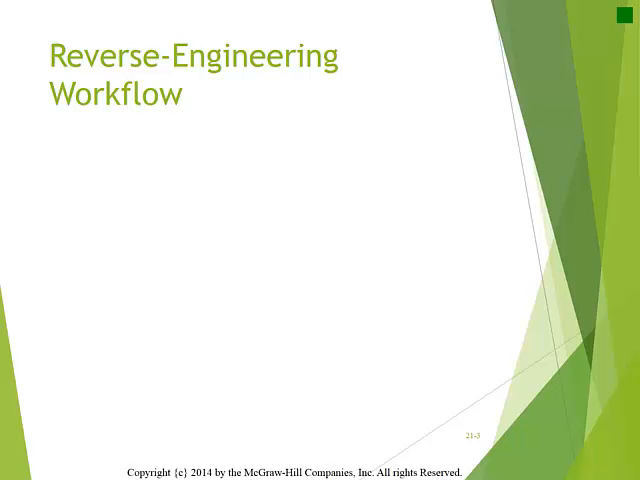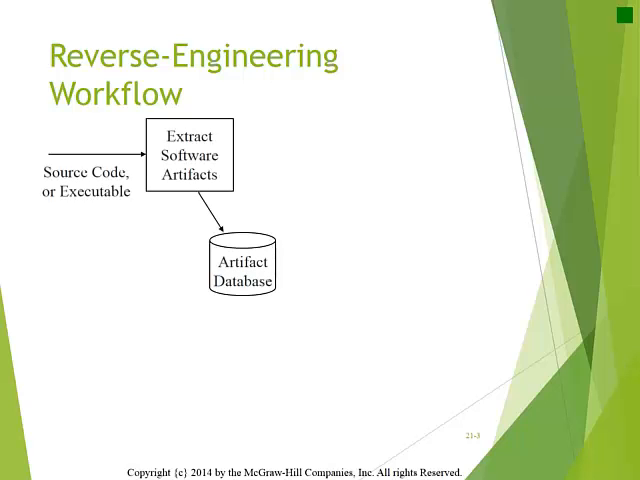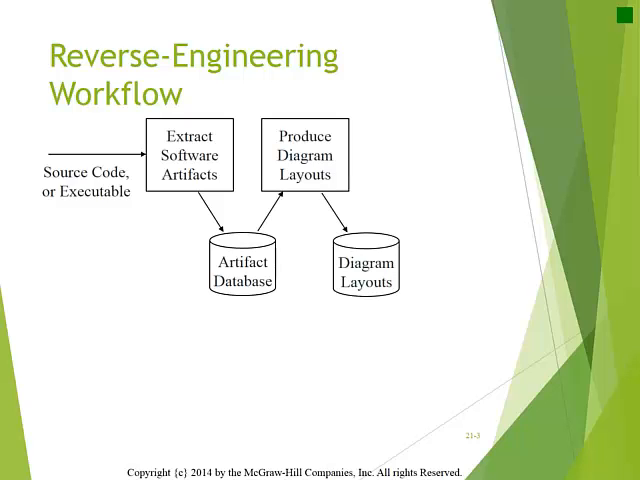Performing reverse engineering manually is difficult. Therefore, tools are developed to automate the process. The main components of a reverse engineering tool are shown in the figure. The tool takes the code as input and displays the design diagrams as output.